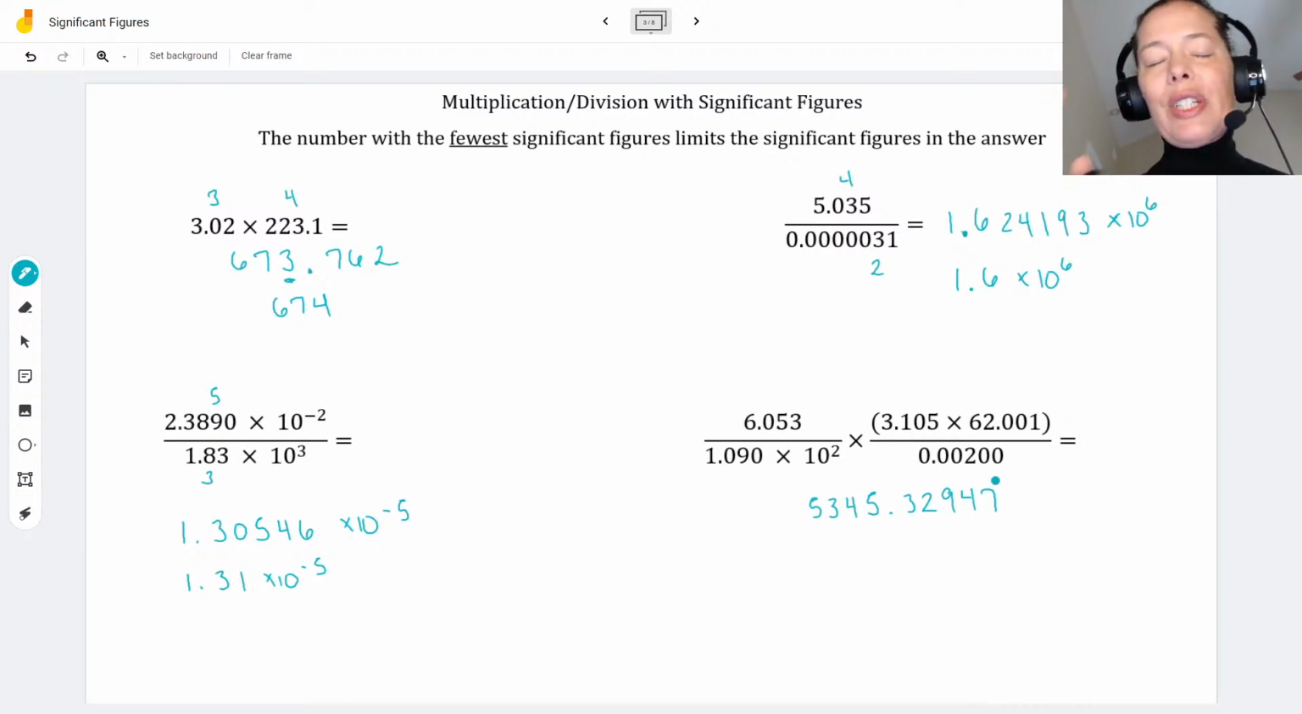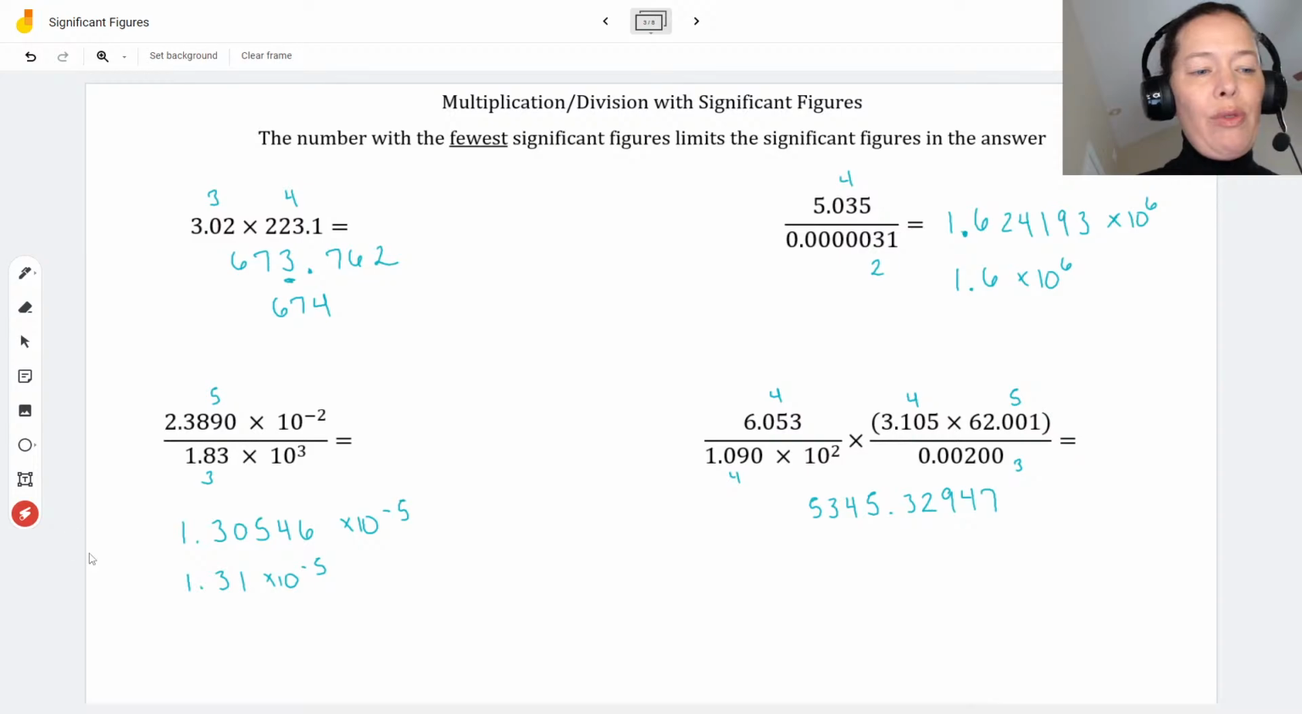All right, so I'm just going to take this one number at a time. So my numerator over here has 4 sig figs. My denominator also has 4. I have, again, 4 sig figs here. 1, 2, 3, 4, 5 sig figs here. And this denominator has 1, 2, 3.